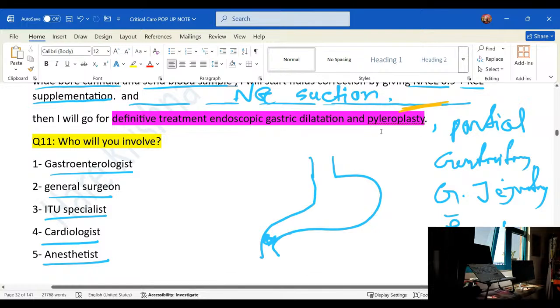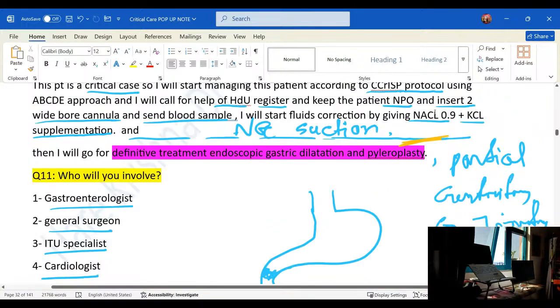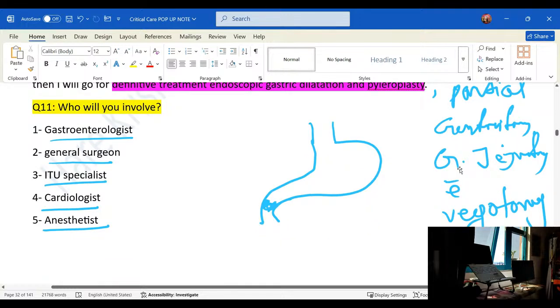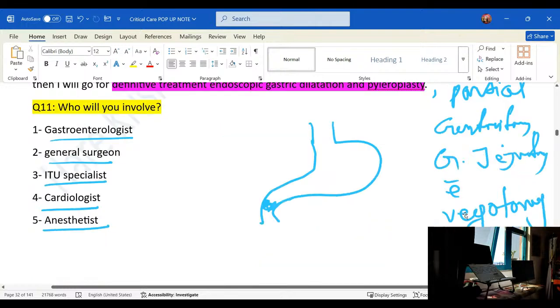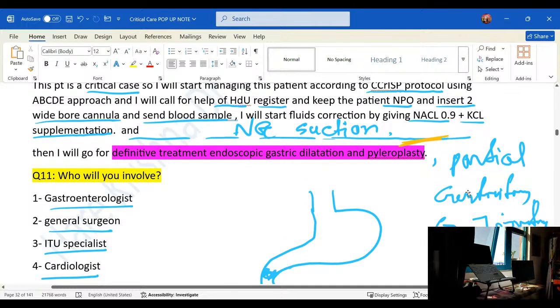Definitive treatment: endoscopic gastric dilatation and pyloroplasty. Also, another option is partial gastrectomy with jejunostomy with vagotomy. We'll see this one in that answer.